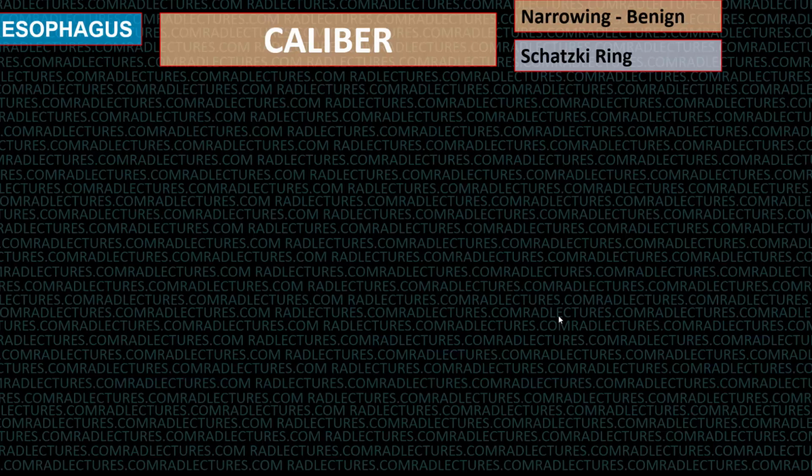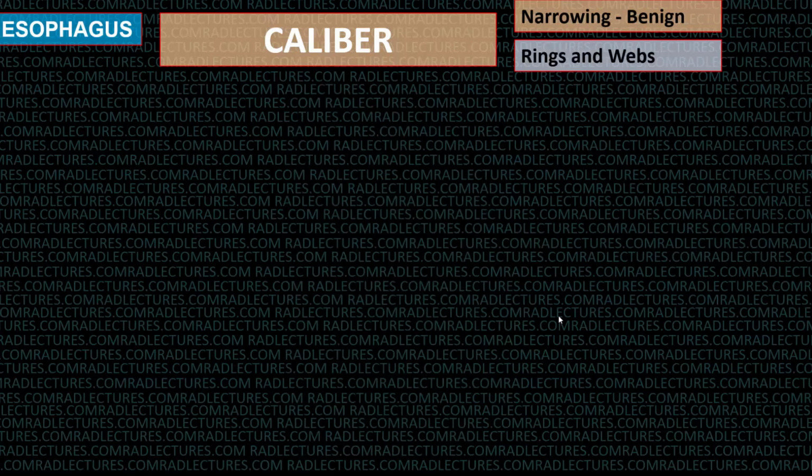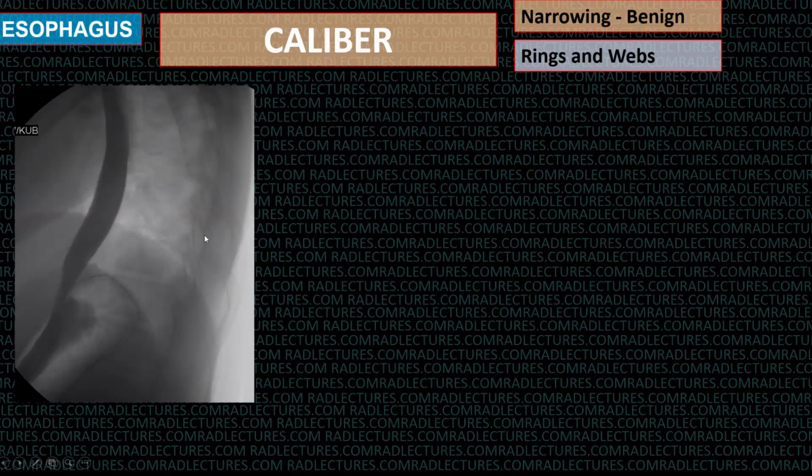So next is benign narrowing due to rings. Okay, this we need to go down. Benign narrowing due to rings. Normally you will find that the lower end of the esophagus is quite smooth.